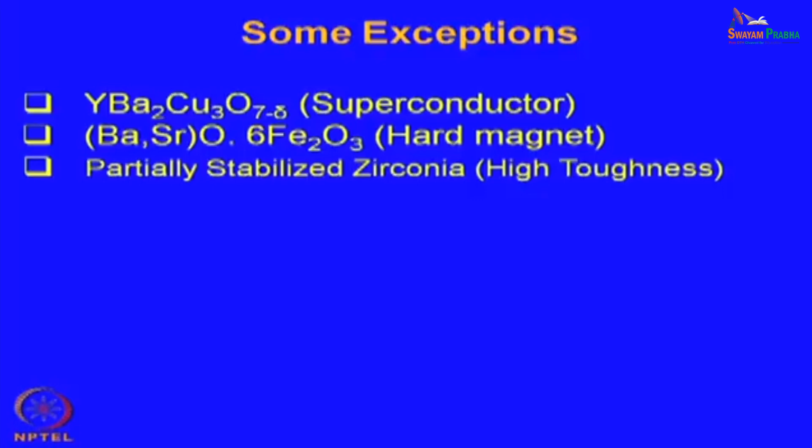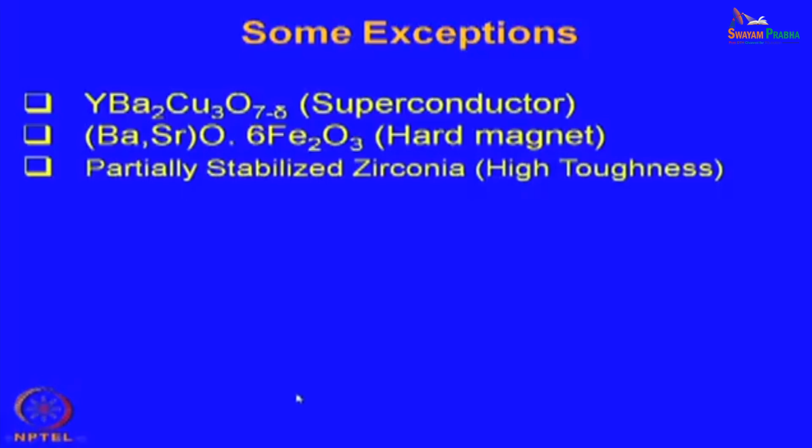In terms of mechanical properties, although most of the ceramics are brittle, there are tough ceramics also, and many tough ceramics have been discovered in recent times. One of the examples is what we call partially stabilized zirconia, zirconium oxide or zirconium dioxide, to which some amount of yttrium oxide or calcium oxide is added. It is basically a solid solution.